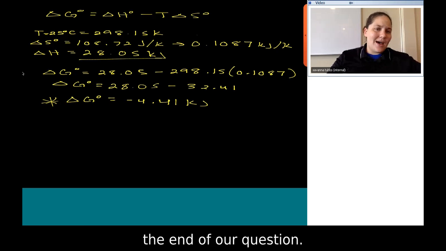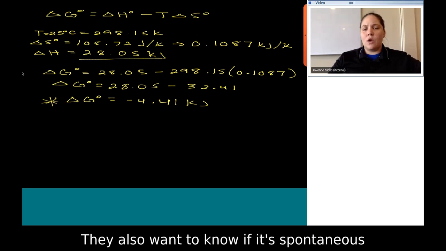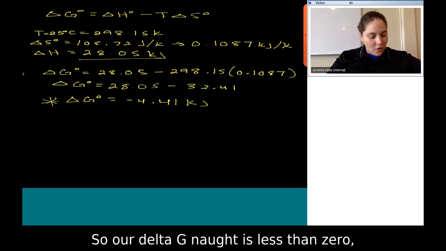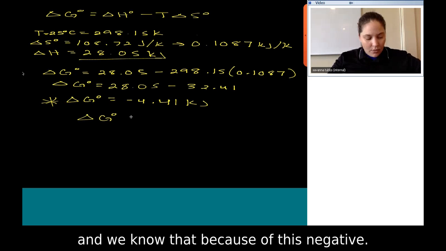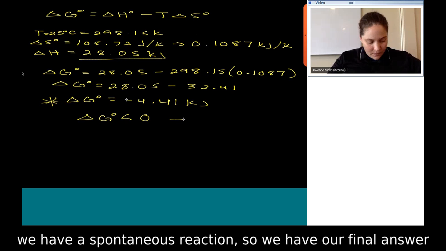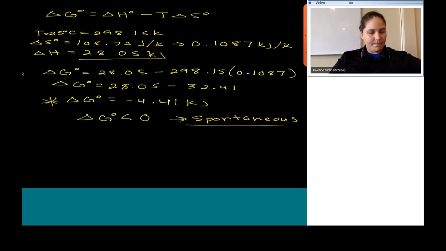But that's not the end of our question. They also want to know if it's spontaneous or if it's non-spontaneous. So our delta G naught is less than 0, and we know that because of this negative. And when our delta G is less than 0, we have a spontaneous reaction. So we have our final answer right there.